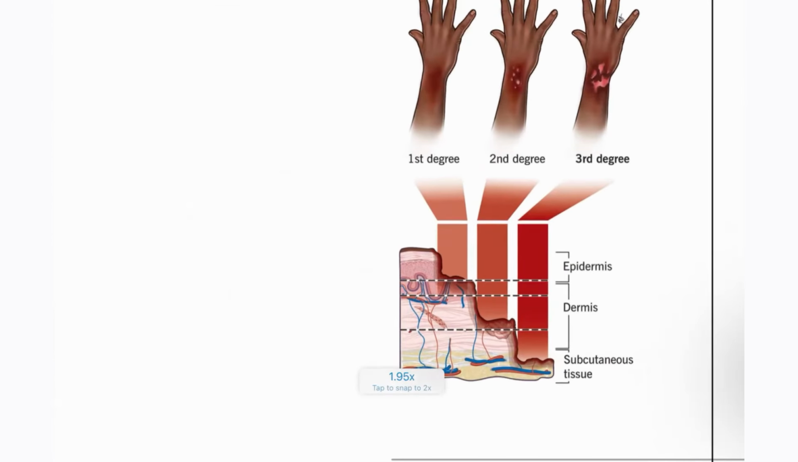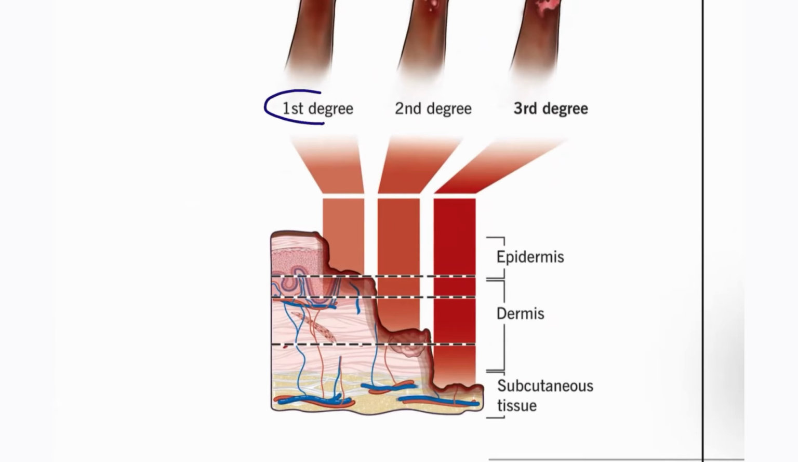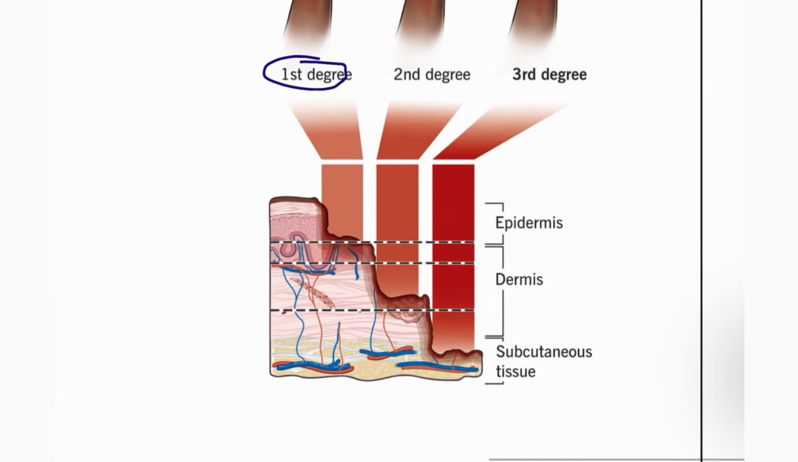And coming to the degrees of the burn, how are we going to diagnose the degree of the burn? So this is the first degree of the burns. First degree burns involve only the epidermis. Okay, it is going to involve the epidermis region.